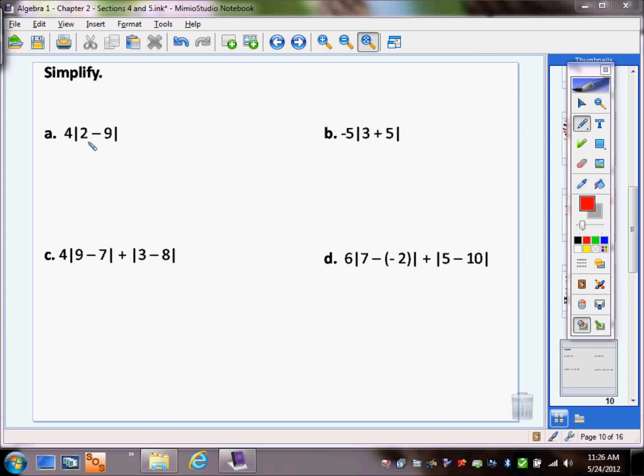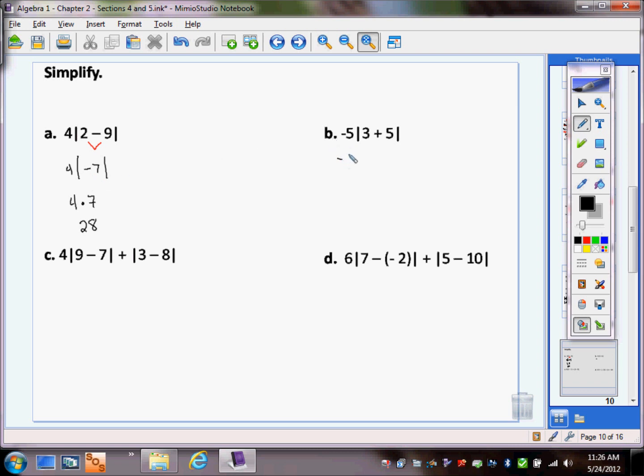So we'll have 2 minus 9. So I have 4 times the absolute value of -7, which is 4 times +7, so that's 28. So you basically just use the same number, just positive. Just make it positive. And what if it's already positive? You just keep it positive. Yeah.